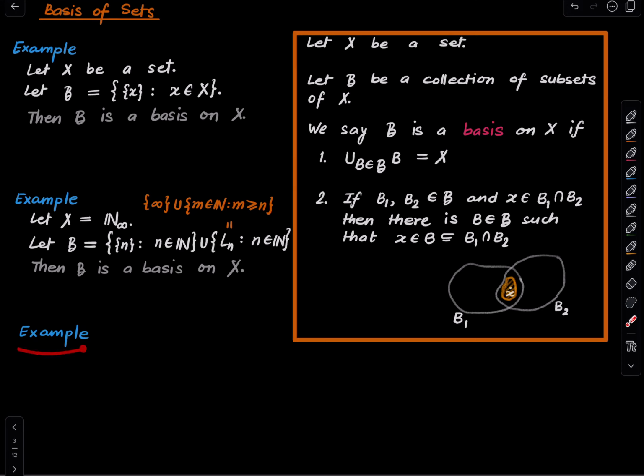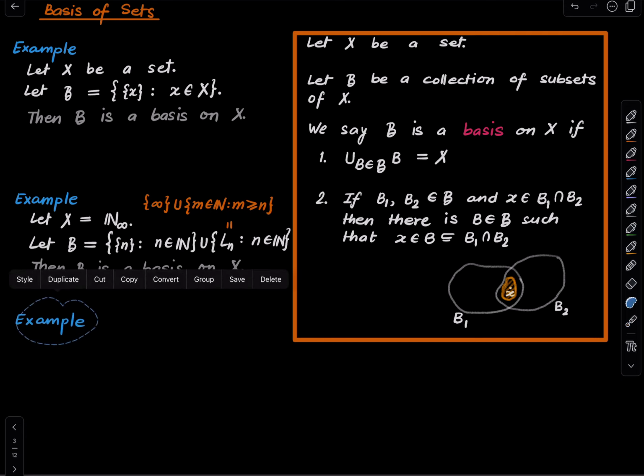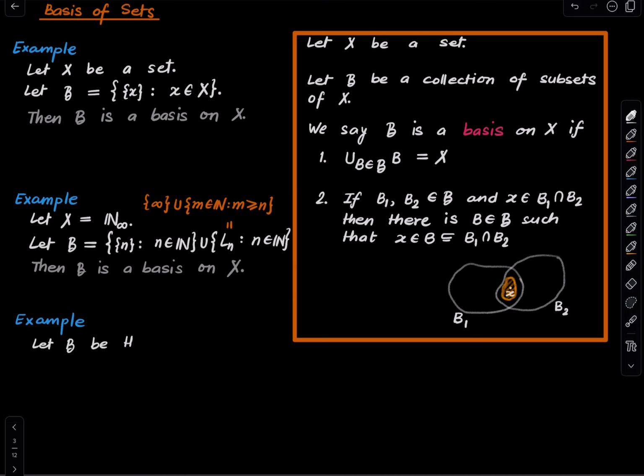Okay. Lastly, a very nice thing. I mean, it's very easy, but nice. So let B be the collection of all the open intervals in the reals. Then this is a basis on R.